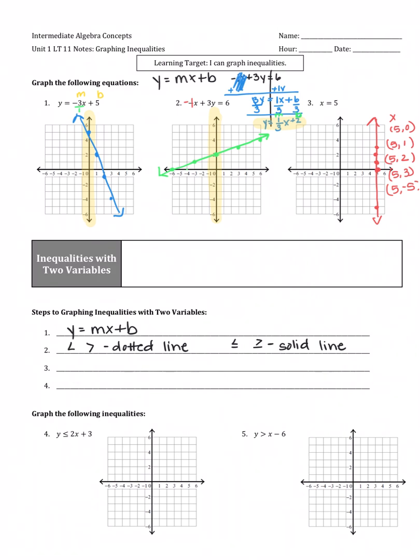And then you're going to determine how you're going to shade it. If it is greater than or equal to, or just greater than, you're going to shade up. If it's less than or equal to, or just less than, you're going to shade down. And the last step is to just graph. And we worked on these a little bit before, right? We worked on those, it was still Unit 1. It was last week sometime, so you guys should be familiar with this.